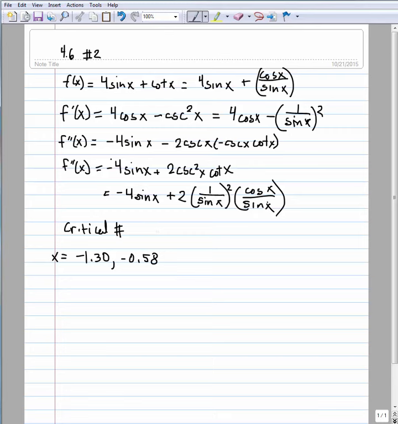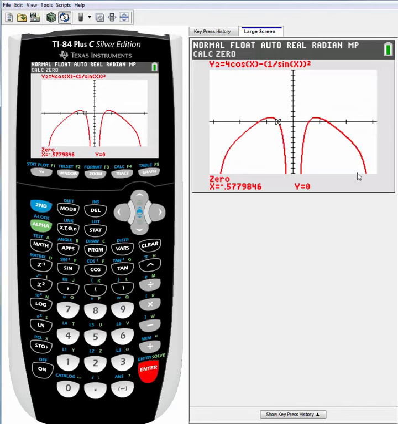And for the sake of time, I'm just going to write the other ones out. This graph is symmetric, so this one's going to be positive 0.58 and this one's going to be 1.30.